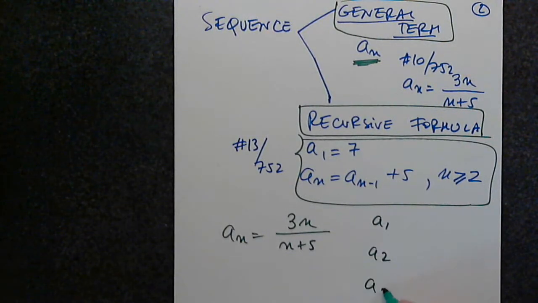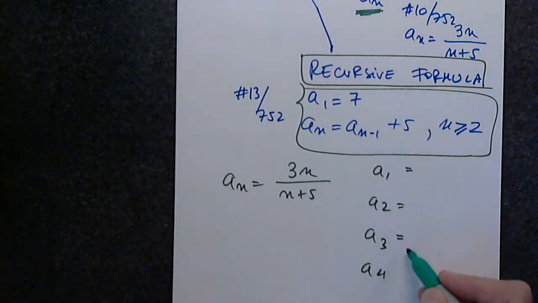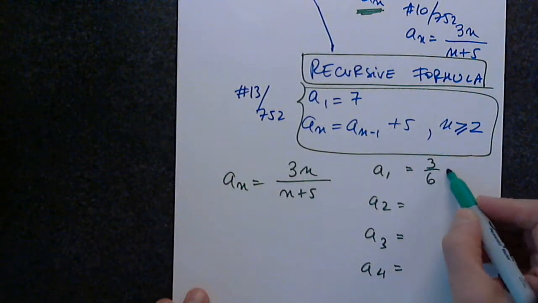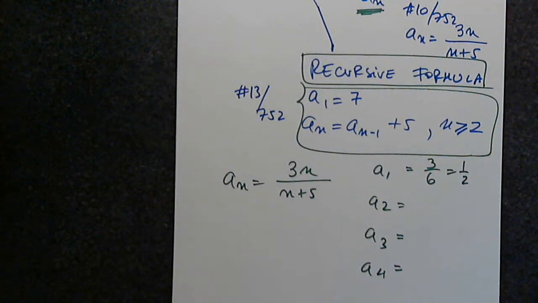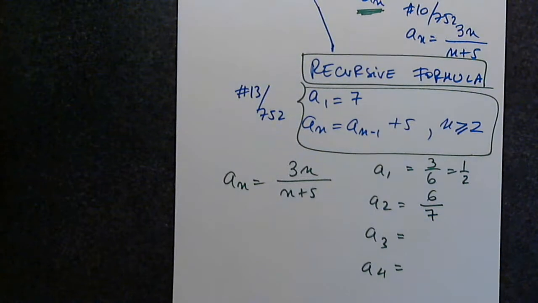A1, A2, A3, and A4. How do I get A1? Replacing n by 1. So it's 3 over 6, which is 1/2. How do I get A2? Replacing. Very good. So I have 6 divided by 7. How do I get A3? Plug in 3. How do I get A4? That's it.